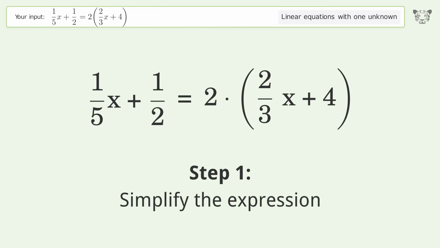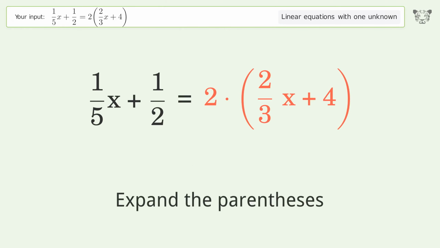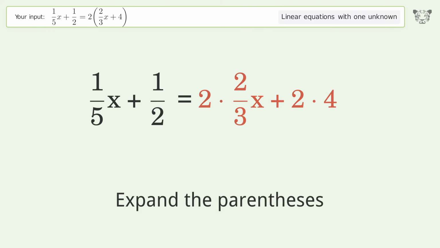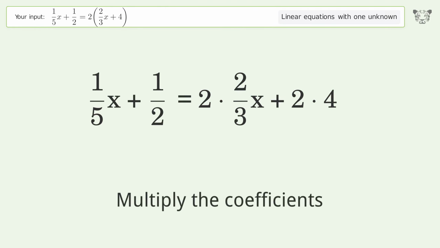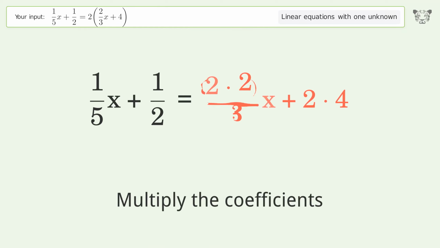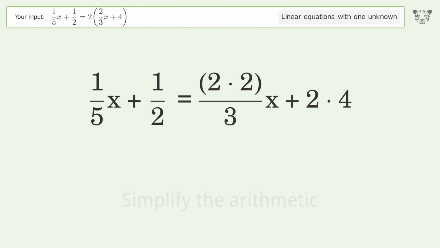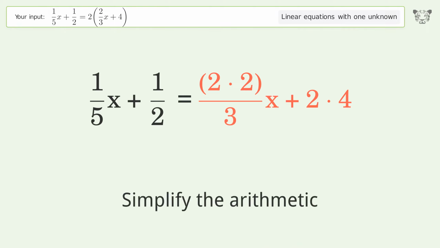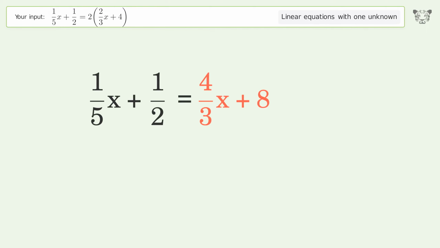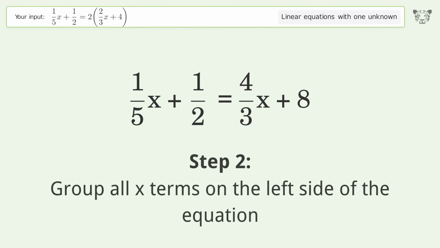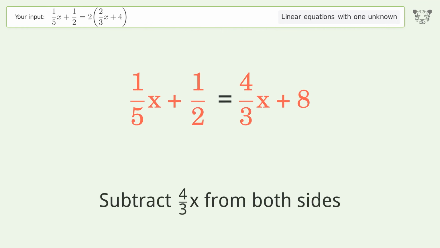Simplify the expression. Expand the parentheses. Multiply the coefficients. Simplify the arithmetic. Group all x terms on the left side of the equation. Subtract 4/3x from both sides.